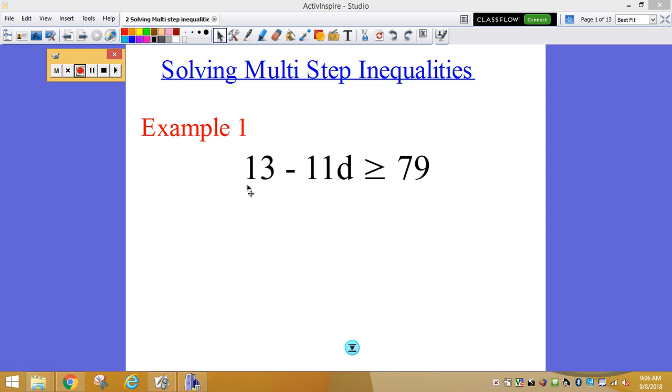Okay guys, so this is multi-step inequalities. It's going to work just like the multi-step equations, except now instead of an equal sign, we're going to have an inequality. So, write down example 1 and let's go ahead and get to it. Just like before, I'm going to draw a line through this inequality.